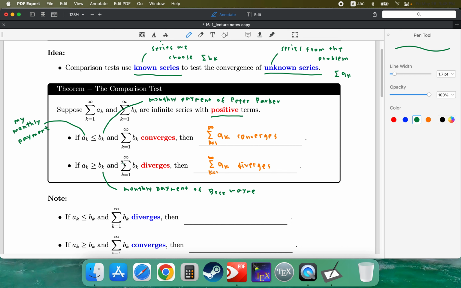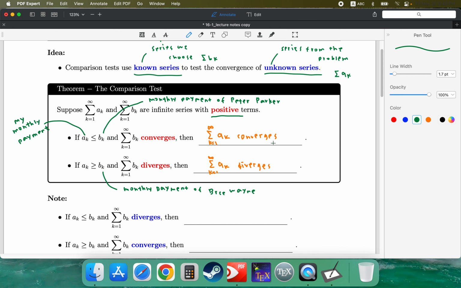Okay, so notice that sigma, summation, means the sum, right? So if you add all his monthly payment together, it will explode, right? So it diverges, okay, because he's rich. If I earn more than Bruce Wayne, and Bruce Wayne is rich, then I am super rich. Again, if I earn less than Peter Parker, and Peter Parker is poor, then I am super poor. Okay, so that's the idea for the comparison test.